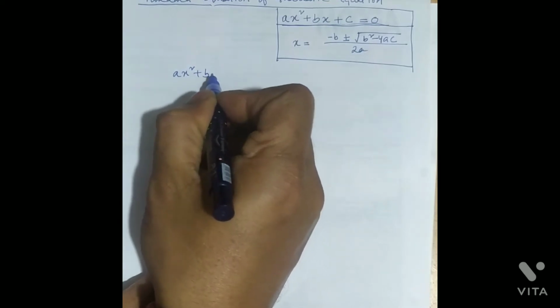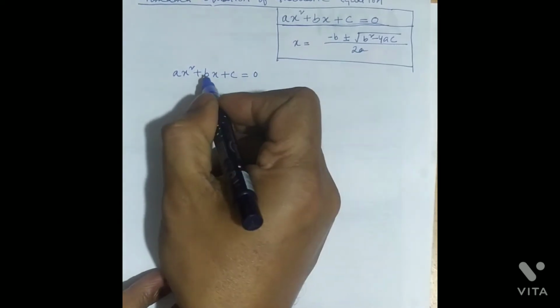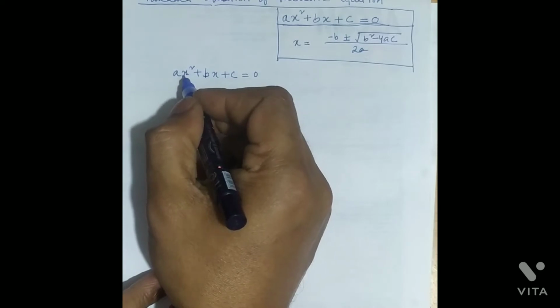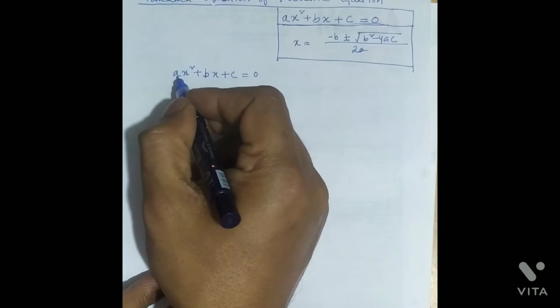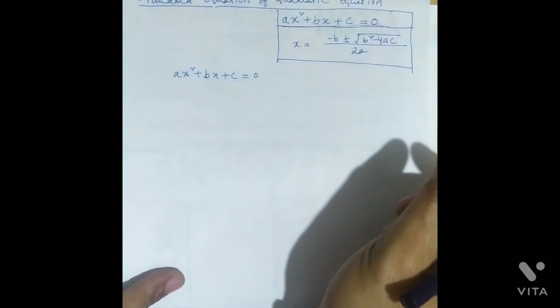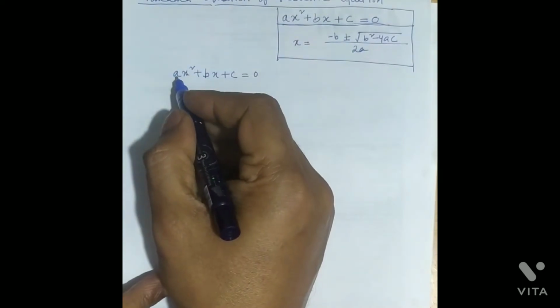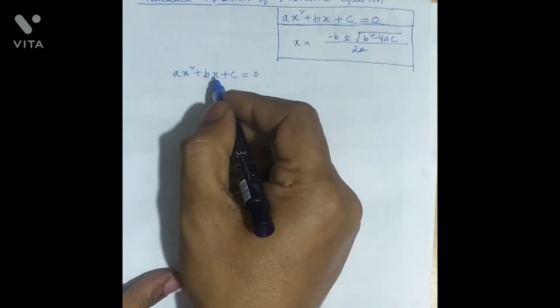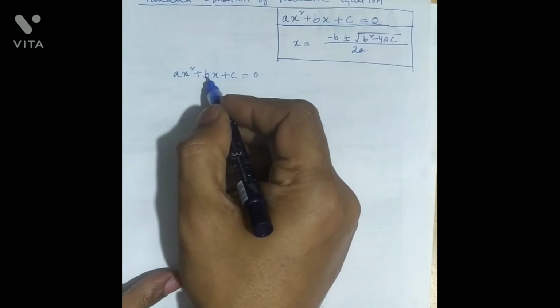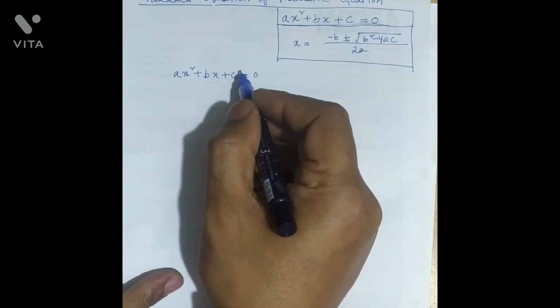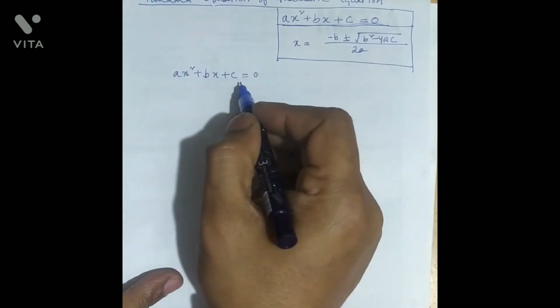ax square plus bx plus c is equal to 0. Here the variable is x. Whichever number is attached to x square will be called a. This will be a constant. This may be 1, 2, 3, 4, 5, 6, minus 2, minus 5, minus 6, anything, any number. Whatever is attached to x will be b, and whatever remains without any x, there is no x, that will be c. So this is the standard format of a quadratic equation.